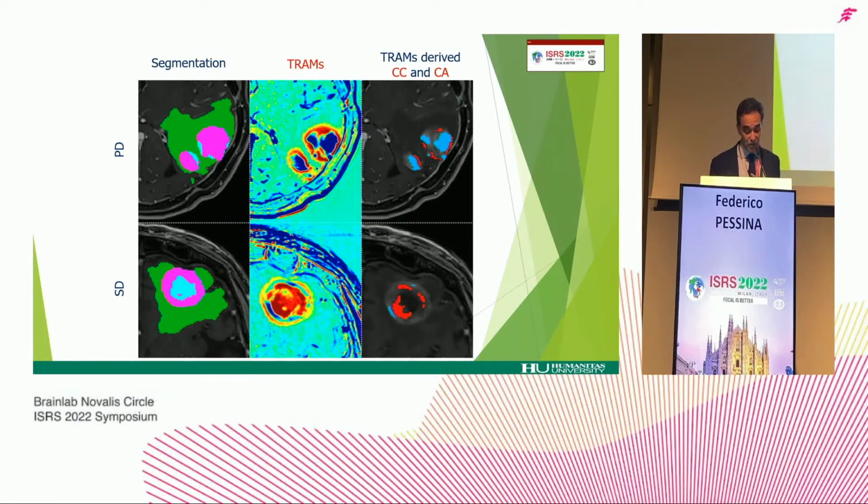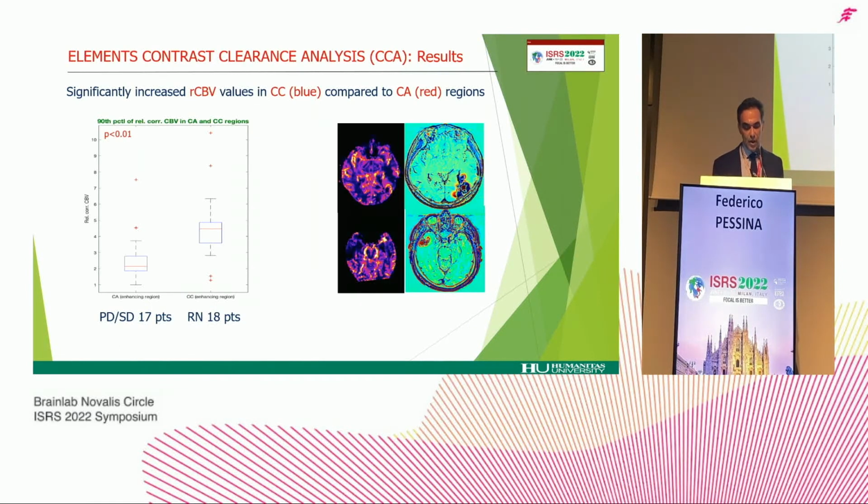In case of stable disease, the inferior one, we can see all the imaging segmentation in MRI, the design of the TRAMS maps with the red in it, so contrast accumulation, and the reconstruction on the right of the sequence with only the accumulation. So a rate of active disease lower in comparison with the case shown before.